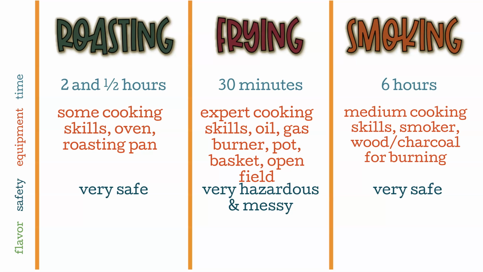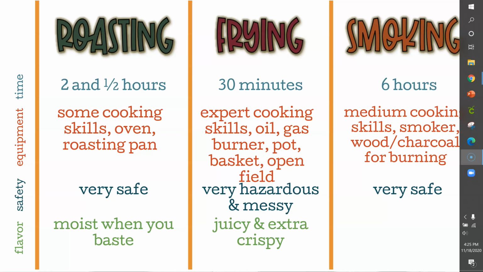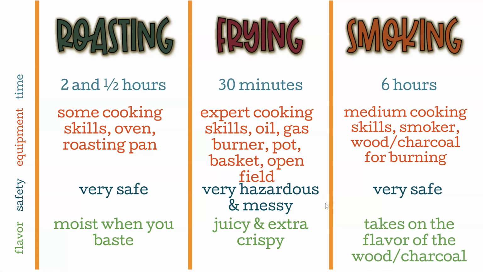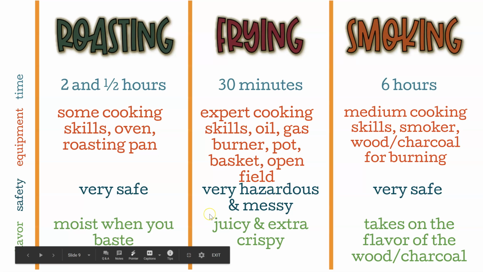Finally, let's think about the flavor. Can you describe the flavor after cooking a turkey in each of these 3 methods? When you roast a turkey, it can be very moist when you baste it. Frying a turkey makes it juicy and extra crispy. And finally, smoking a turkey takes on the flavor of the wood and charcoal used to smoke it with. Looks like roasting and frying have something in common here. They're both juicy and moist.